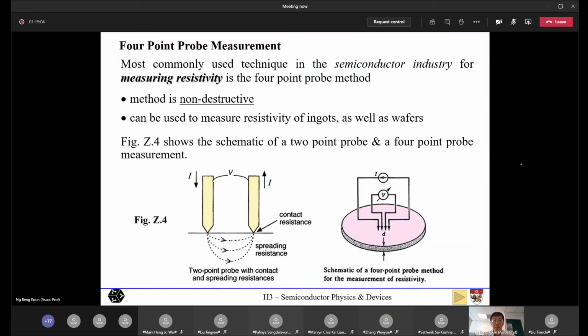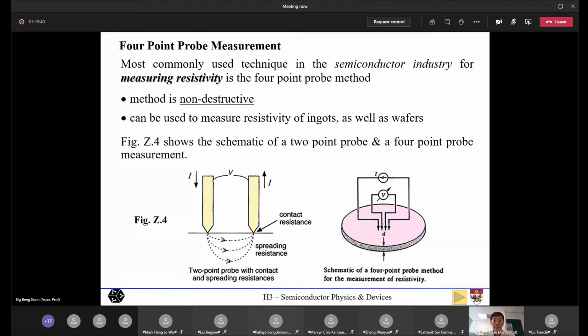Okay, another experimental technique that you will be using as well in lab 2 is the 4-point probe measurement. The 4-point probe measurement is basically a measurement technique that is used to quantify the resistivity of semiconductor material. It's commonly used in the semiconductor industry. And this basically involves using 4 contact points on your semiconductor to determine effectively the resistance in the semiconductor.